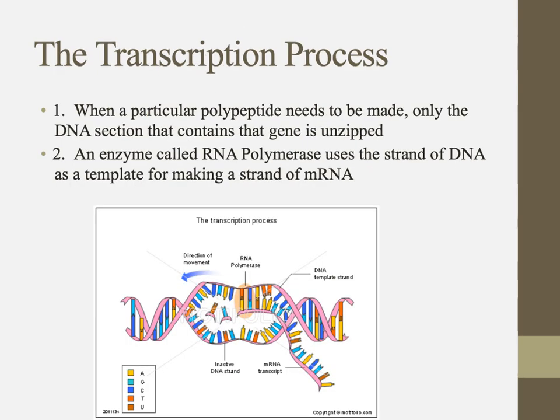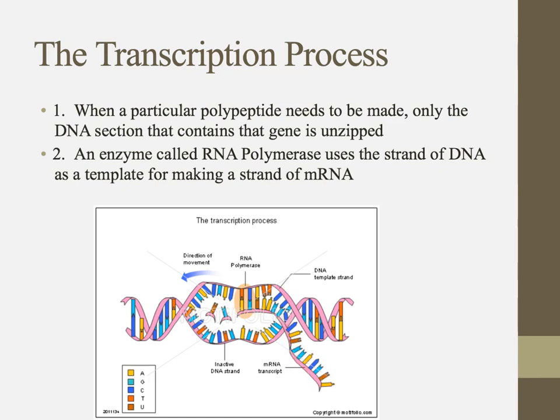And that works a little something like this. When we need a particular protein, or polypeptide, the gene, or the segment of DNA that contains the codes for that protein, is going to get unzipped. Here we're not going to use helicase. We're going to use an enzyme called RNA polymerase, and it's kind of awesome because RNA polymerase does the work of both helicase, unzipping the DNA, and of making a complementary strand. So it does a little bit of double duty here. It's going to use one strand of that DNA as a template for making a strand of mRNA.